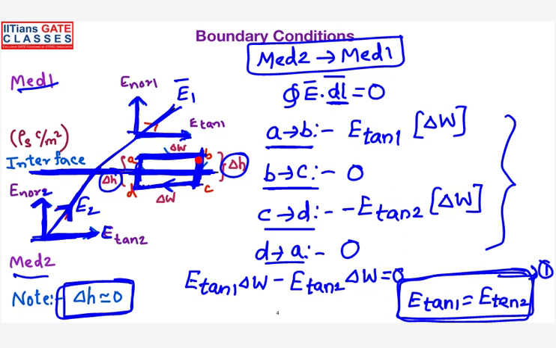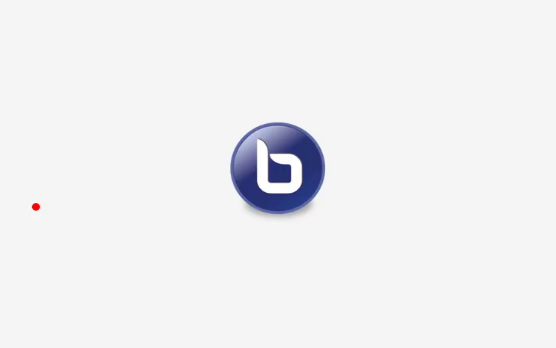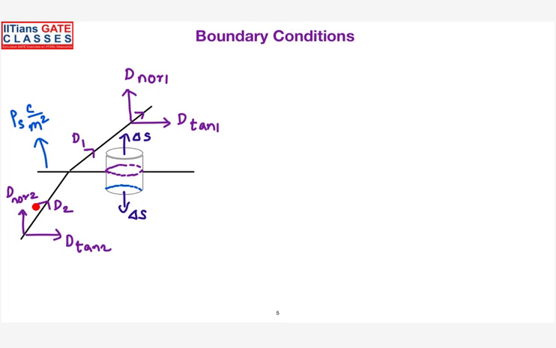So the conclusion is that it doesn't matter what the medium is. Between two mediums, the tangential component of electric field intensity remains the same. Now we will see what happens to the normal component. There is another boundary condition for the normal component.